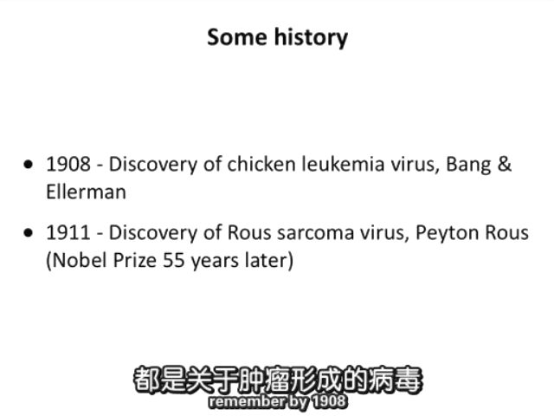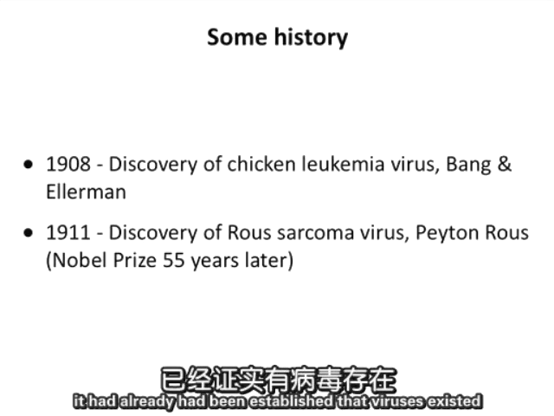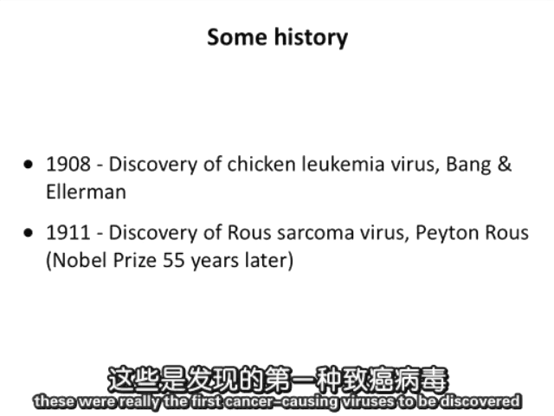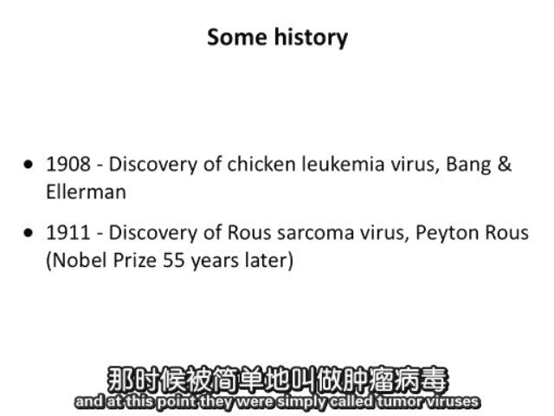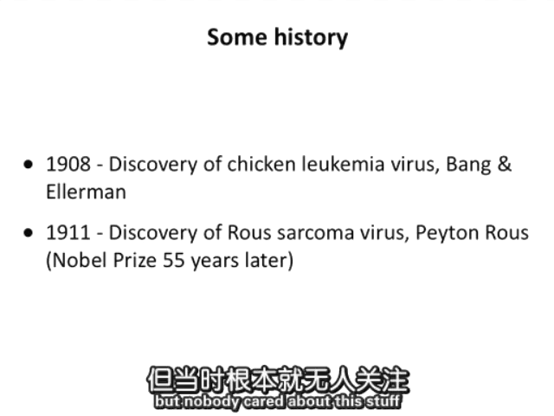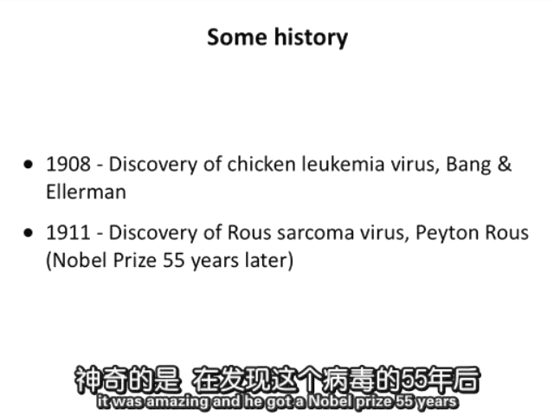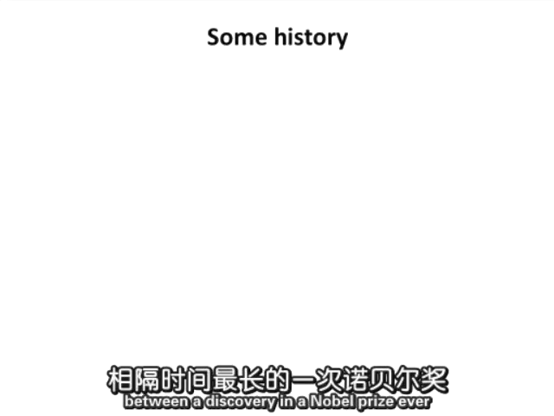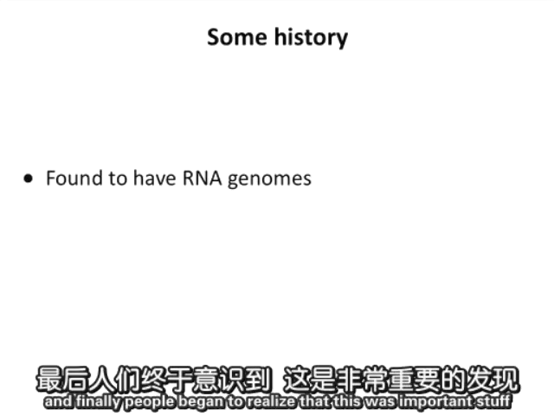Remember, by 1908, it had already been established that viruses existed, that they were very small organisms that could pass through a filter. These were really the first cancer-causing viruses to be discovered, and at this point they were simply called tumor viruses. But nobody cared about this stuff. It was amazing, and he got a Nobel Prize 55 years after he made this discovery. This is the longest gap between a discovery and a Nobel Prize ever. And finally people began to realize that this was important stuff.